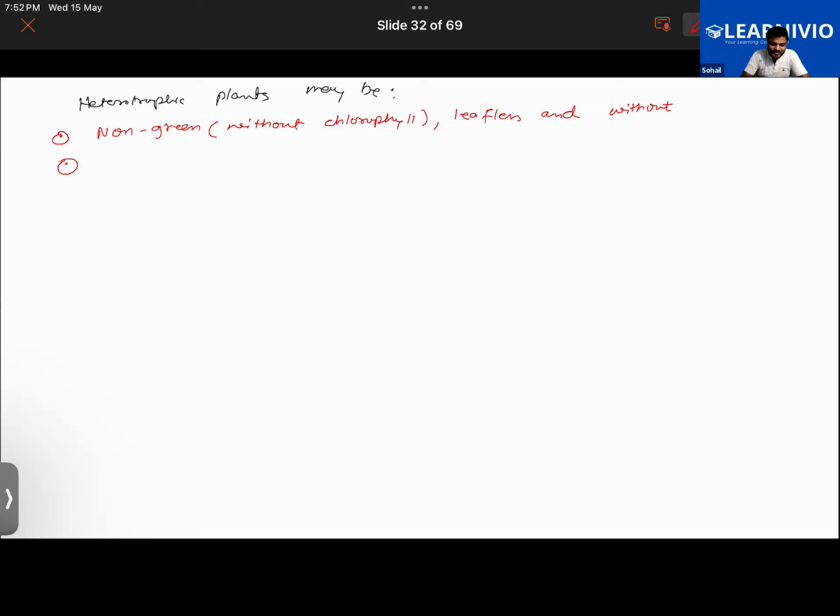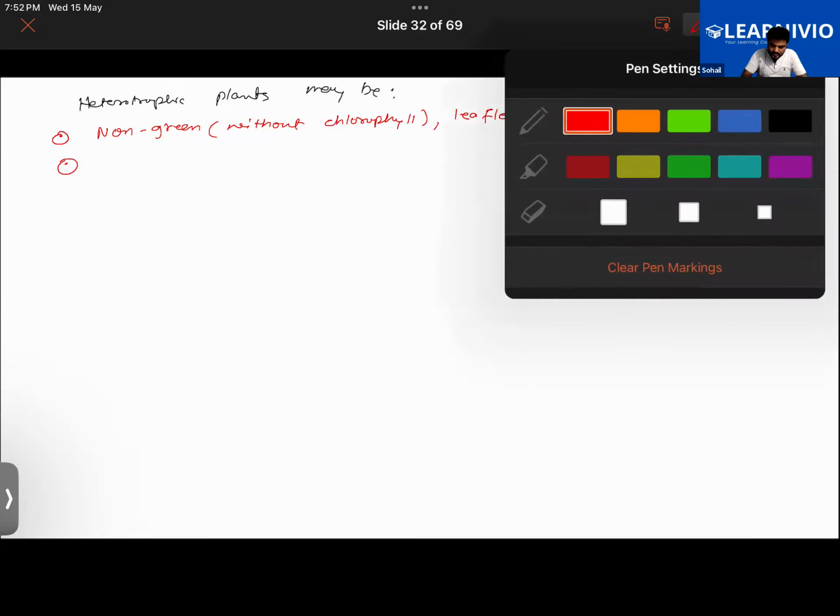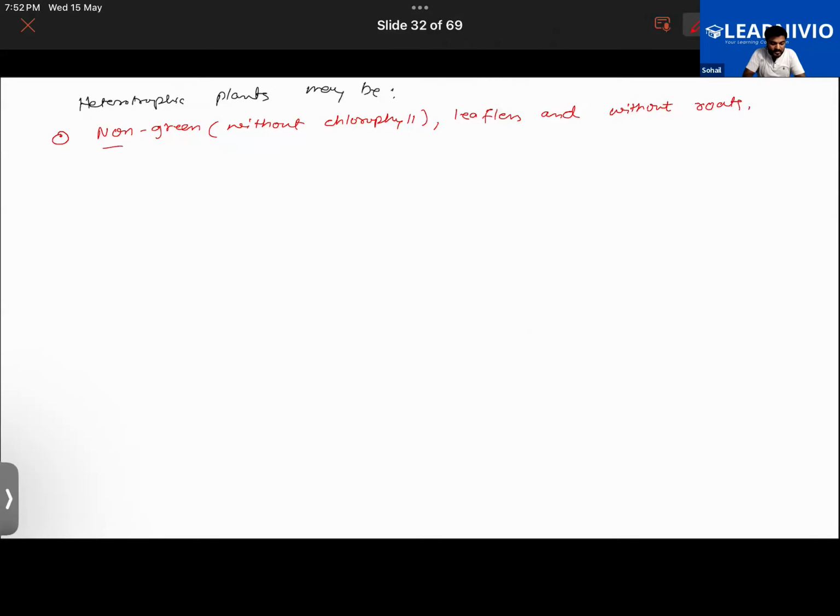Okay, anyways. So some of them would be leafless and won't be having normal roots. So leafless and without roots, they would be depending upon others totally. So they would be called total parasites. Getting it, guys, what I'm trying to say? They depend on others totally, hence called total parasites.